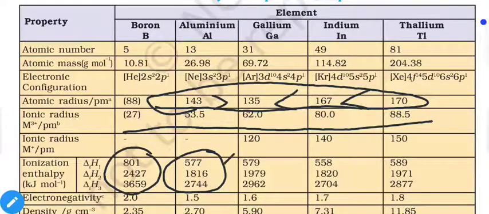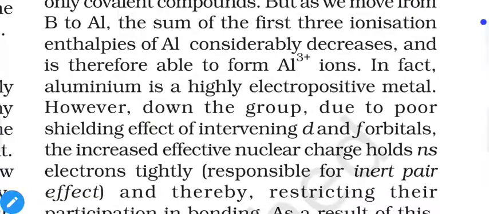As we can see, the first, second, and third ionization enthalpies, all three of these enthalpies, are higher in gallium and lower in aluminium. That's why gallium has a comparatively less metallic character than aluminium. And the reason aluminium is more metallic is, as we discussed earlier, the poor shielding of d and f orbitals. Because of poor shielding, the outermost orbital electron feels a stronger attraction towards the nucleus, and that's why removal of these electrons becomes difficult, and it increases the ionization enthalpies.